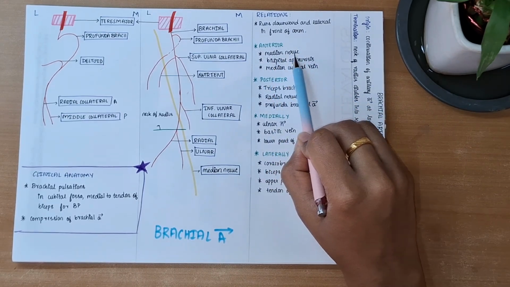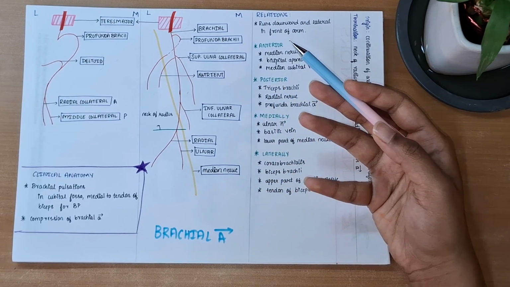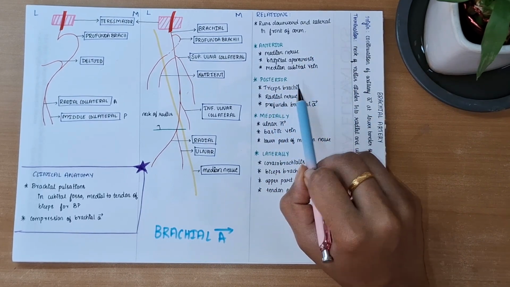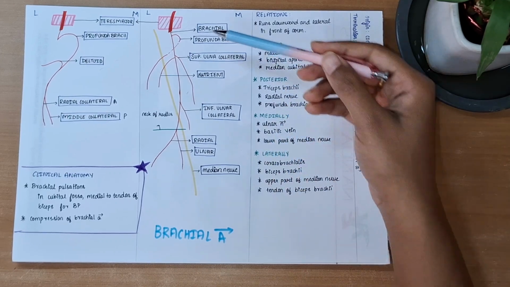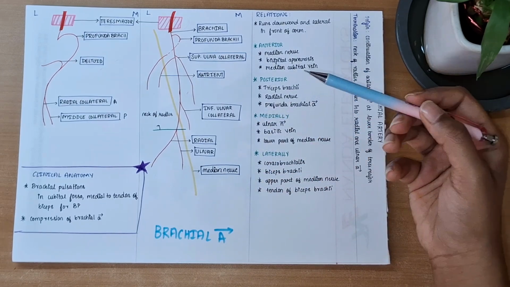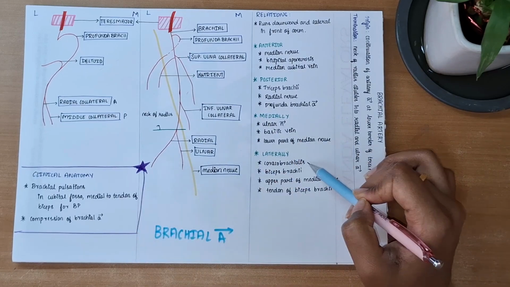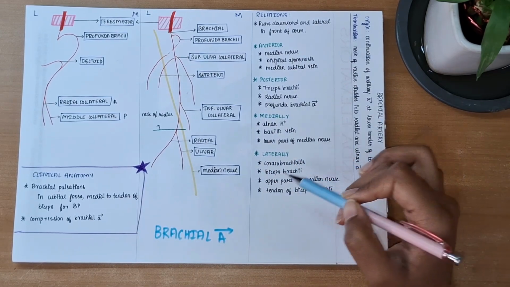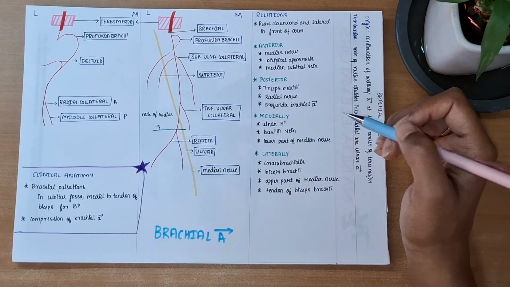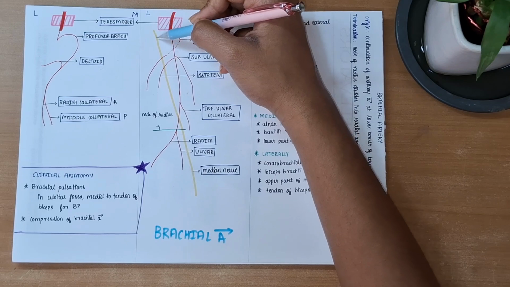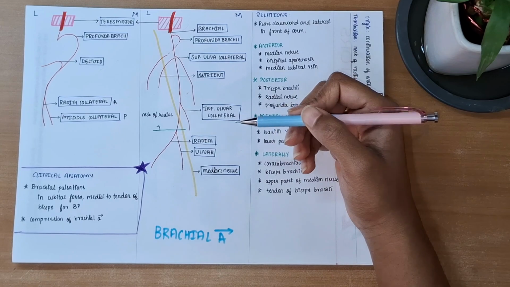Anteriorly, we have median nerve, bicipital aponeurosis, and the median cubital vein. Posterior relations include triceps brachii, radial nerve, profunda brachii artery. Medially, we have the ulnar nerve, basilic vein, lower part of the median nerve. Laterally, coracobrachialis muscle, biceps brachii, upper part of the median nerve, and tendon of biceps brachii. An important point to be noted is that the median nerve is crossing the brachial artery from lateral to medial side. Let us look at the branches of the brachial artery.